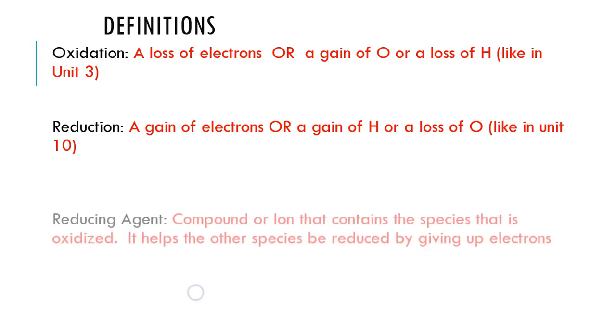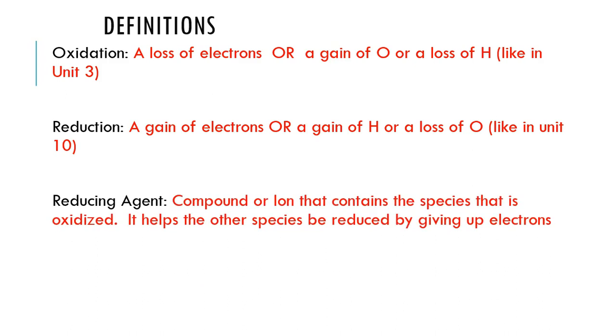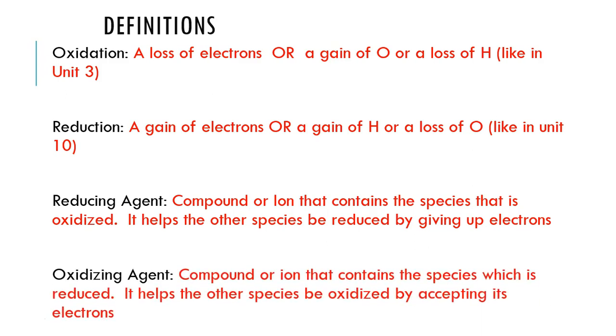So the reducing agent is the compound or ion that contains the atom that was oxidized. Now we call the thing that was oxidized the reducing agent because it is freeing up electrons for the other species to gain. And the oxidizing agent then is the compound or ion that contains the atom which was reduced. Now we call it the oxidizing agent because it helps the other species become oxidized by accepting its lost electrons.